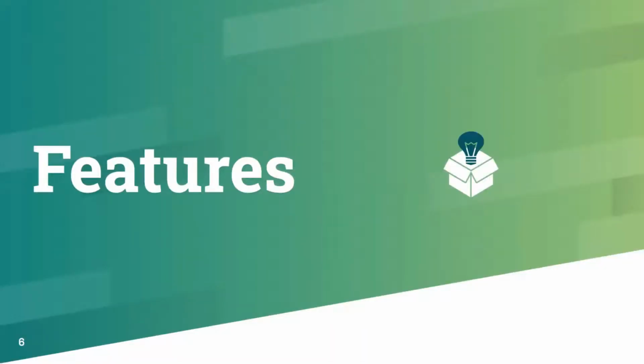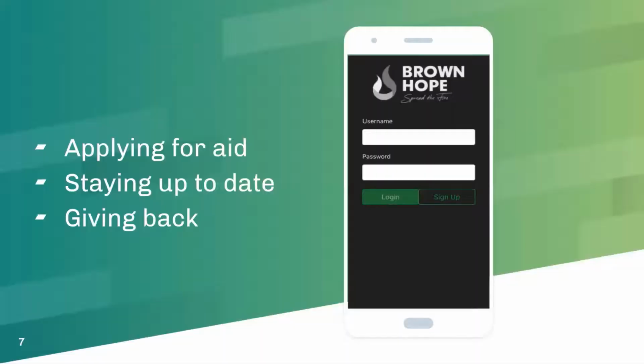Hello, my name is Haley Siebert, and I'm going to talk through a little bit some of the features that we've implemented as a part of this project. The three primary features that we implemented as a part of this Capstone project included applying for aid, staying up to date, and giving back to the community.